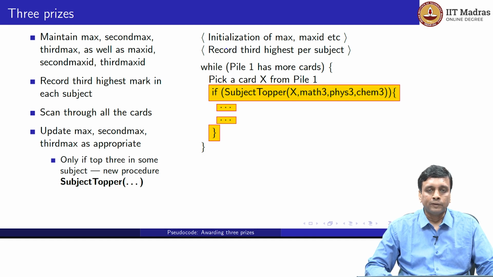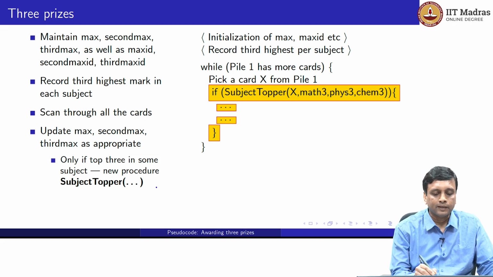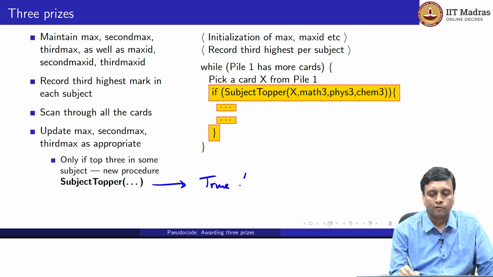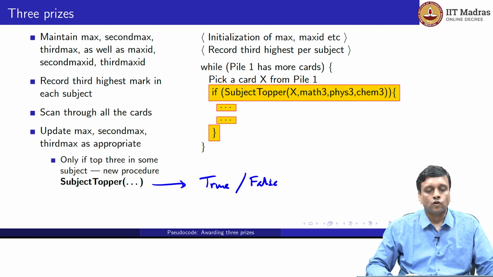So for the moment, to make it simpler, we will assume that we have a procedure which we will call with the current card and with these 3 thresholds, these 3 third highest marks, and it will return back to us either a true saying yes, this card is a subject topper, or false saying no, this card is not a subject topper. If it is not a subject topper, we have nothing to do. We can just ignore it and go ahead even if it has a high total.